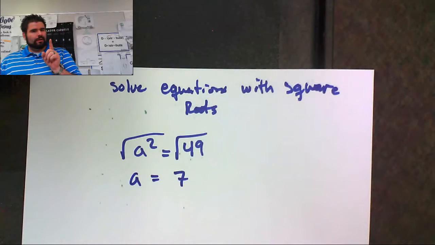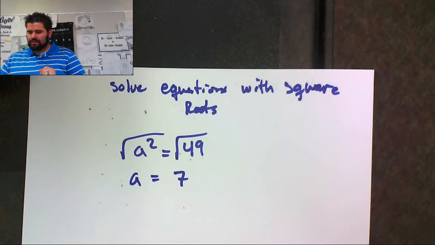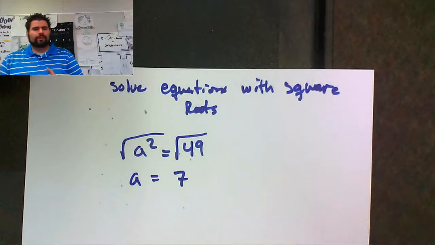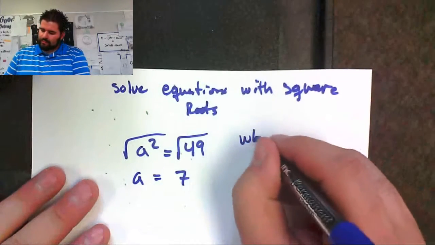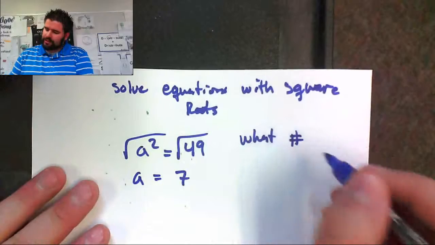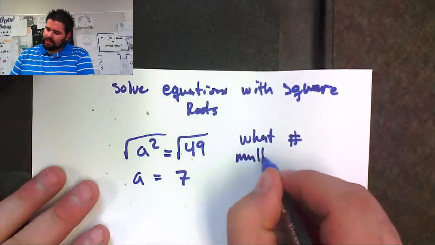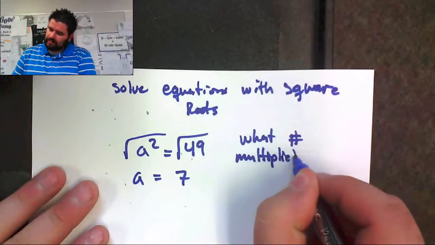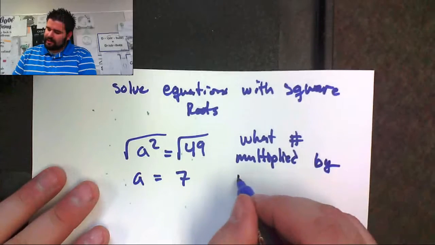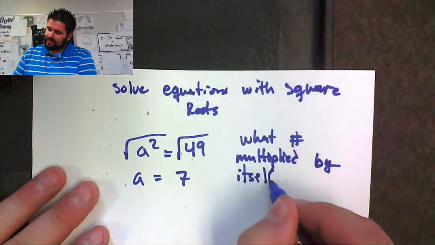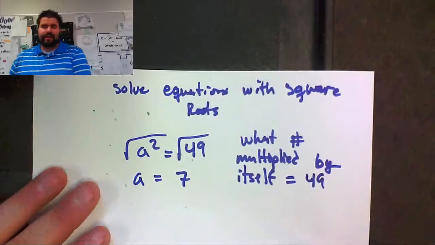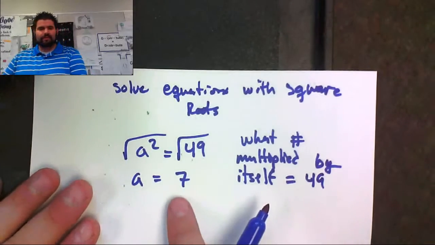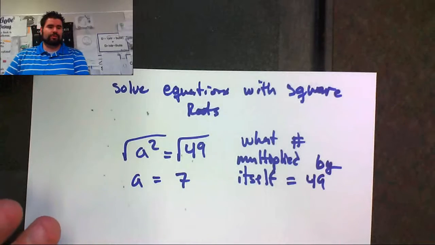But wait a minute. Didn't you remember last time we did a square root activity, we learned that the square root is really asking us this question: what number multiplied by itself equals 49? And in this case, that would be 7. So positive 7 is true.